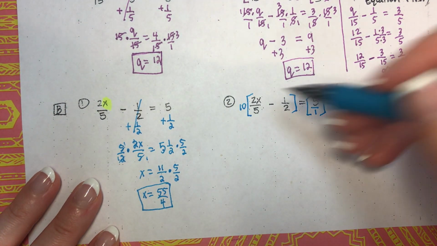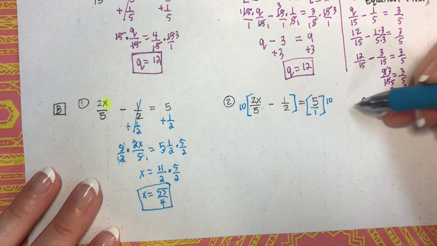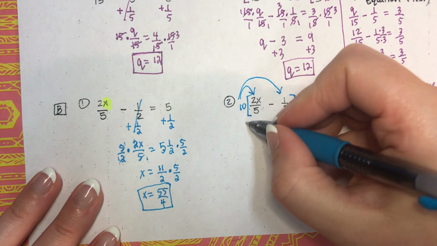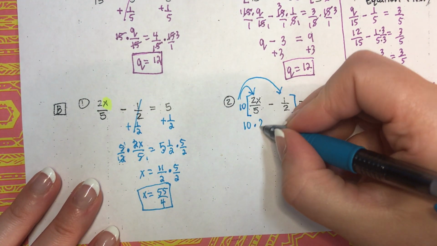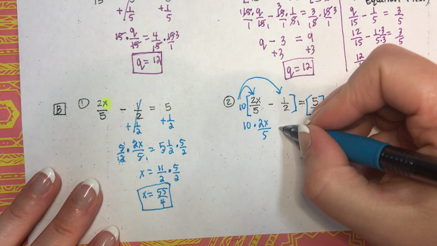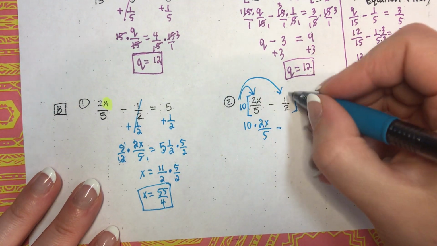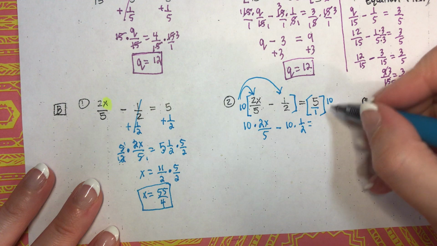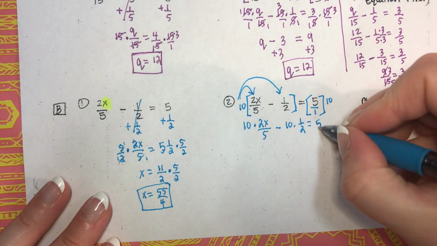Okay? So you're going to show that. That's going to be your first step. Your second step is going to be the distributive property, showing 10 times 2x over 5 minus, and then 10 times 1/2. So this is how I want you to show your work. And then, 5 times 10.